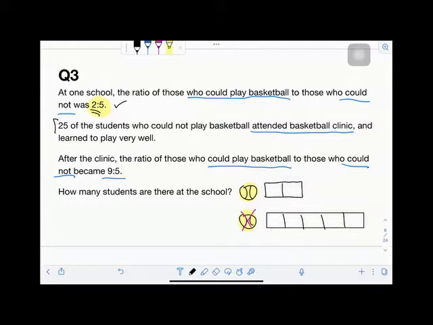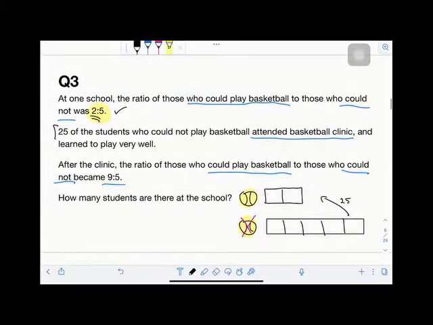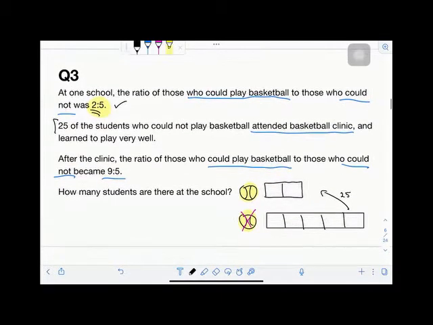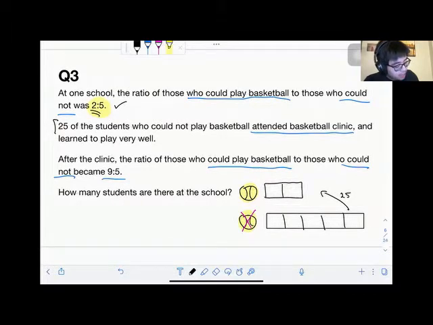25 of the students who could not play basketball, sila na po yung nag-attend ng basketball clinic. So napunta na po sila doon sa who could play basketball. Tama po? Okay. So alam po natin na galing dito, may 25 na pumunta doon sa taas. Opo. So ibig sabihin po, 1 box is equal to 5. Kung 1 box equals to 5, ibig sabihin po, lahat ng students na hindi marunong, natuto na po sila. Pero dito naman po, yung 25, hindi po sila yung kabuuan ng mga hindi marunong.